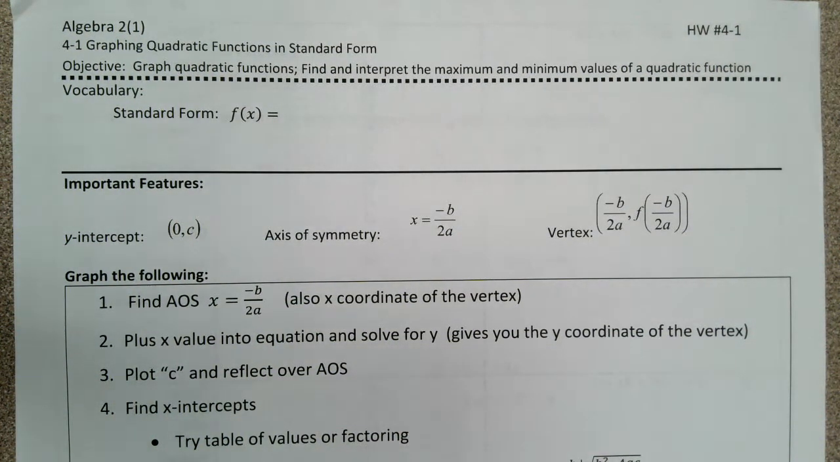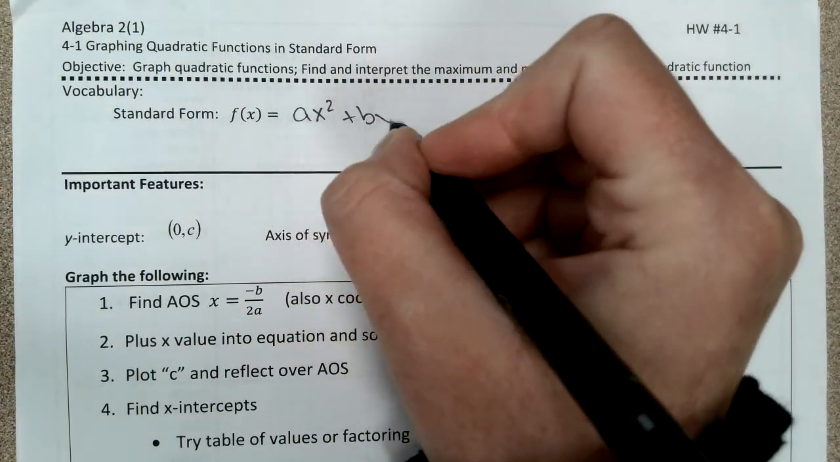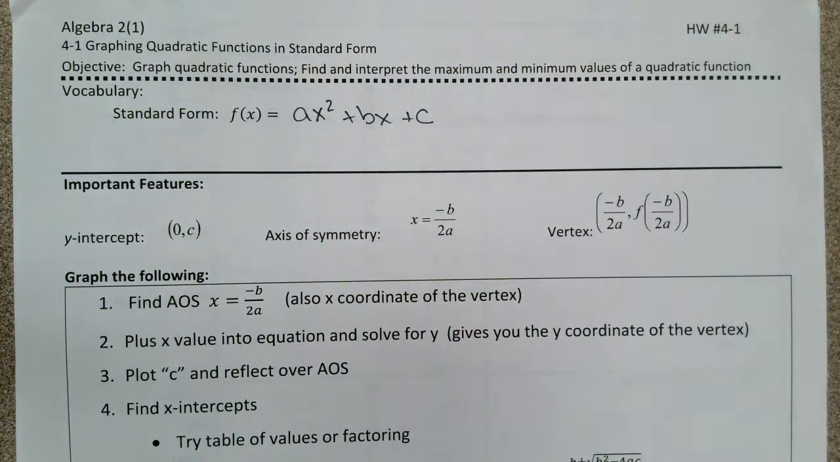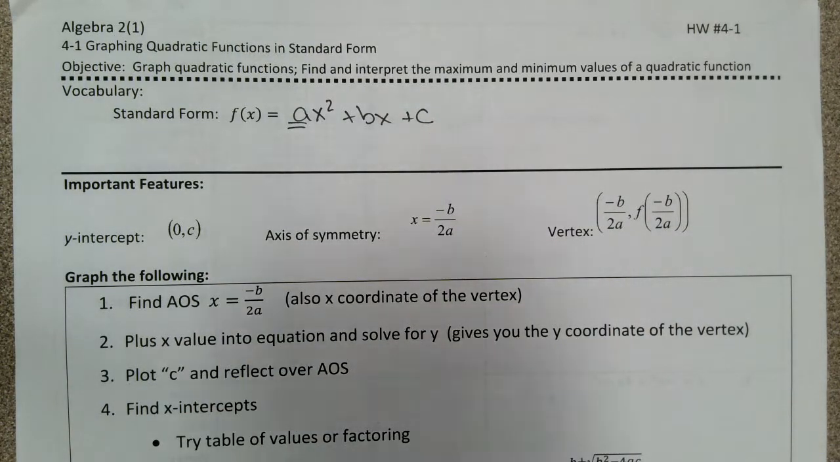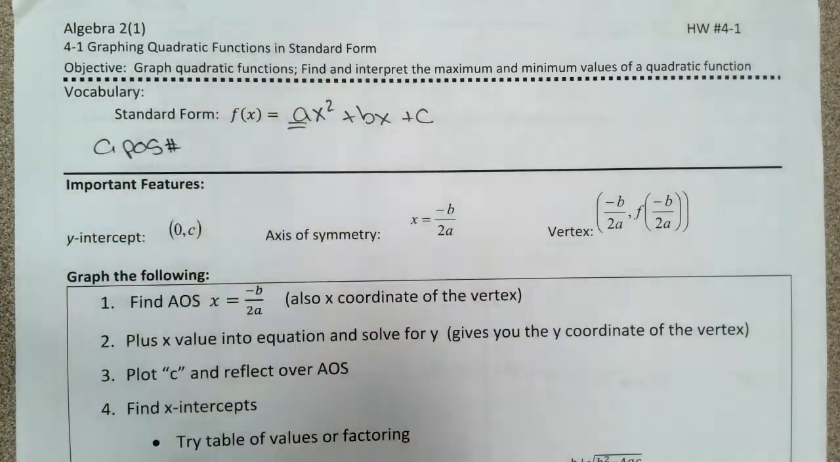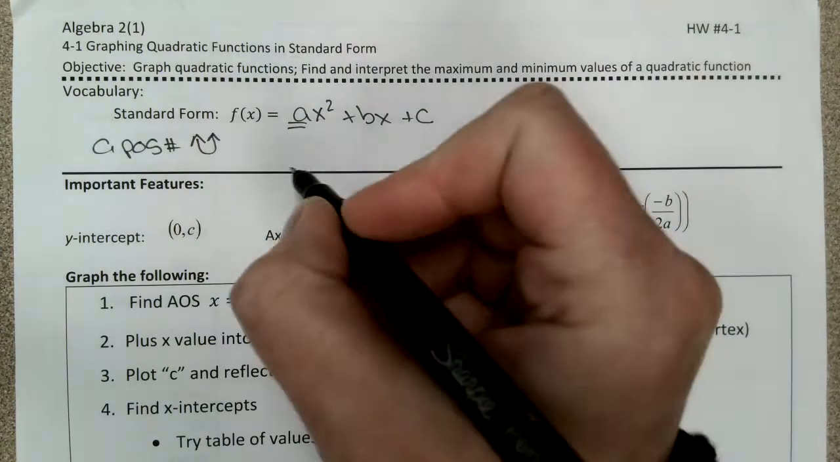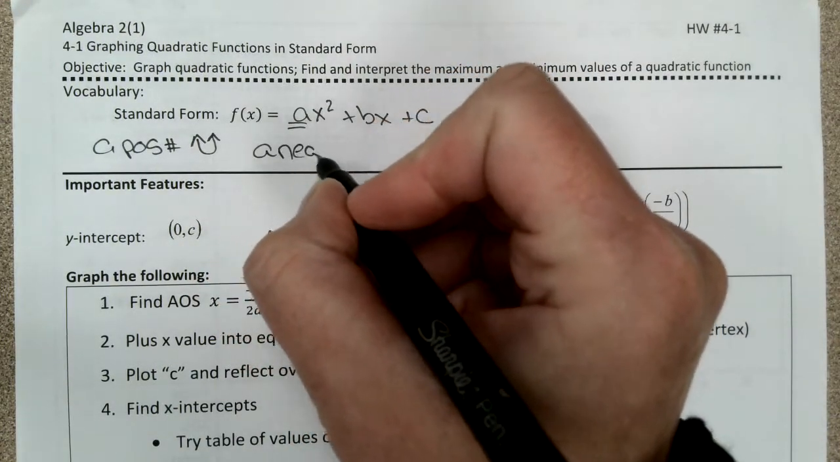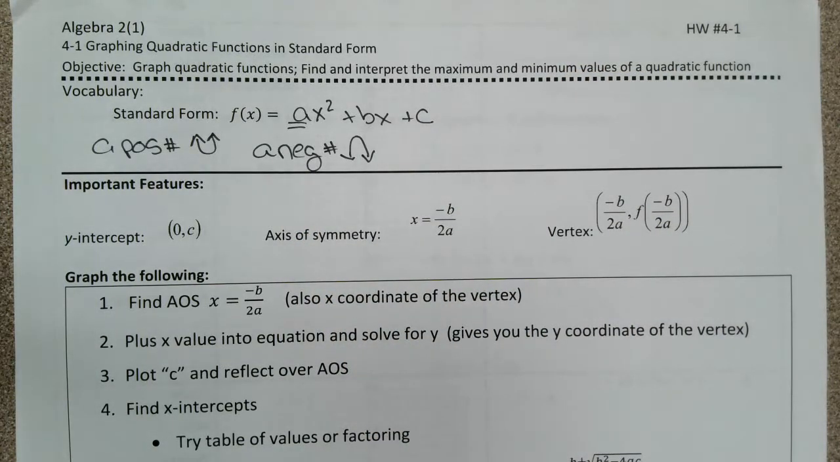Hi, Algebra 2. Today I'm going to teach you how to graph something that is written in standard form. Remember that looks like ax squared plus bx plus c. Hopefully you remember from earlier that if a is a positive number, your graph will open up. And if a is a negative number, your graph will open down.